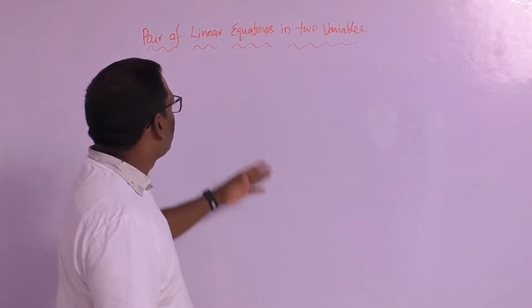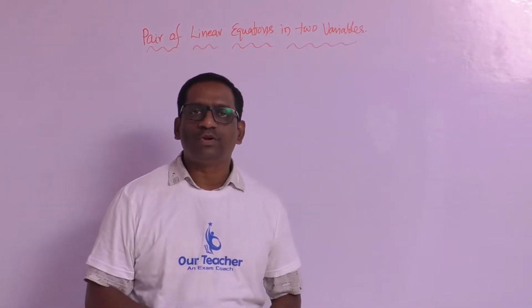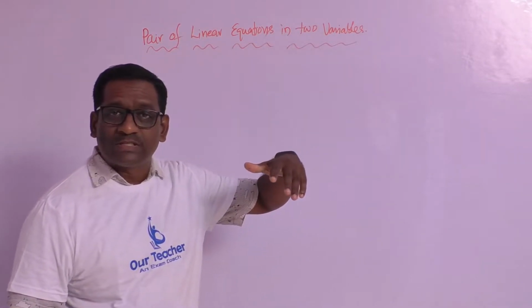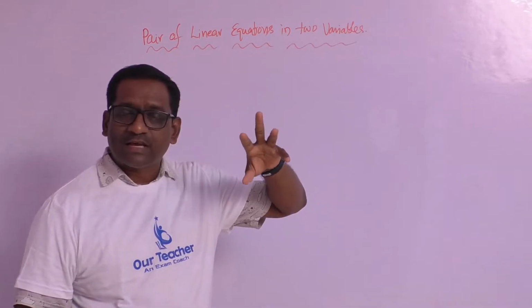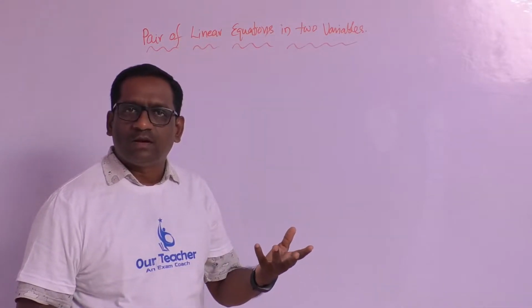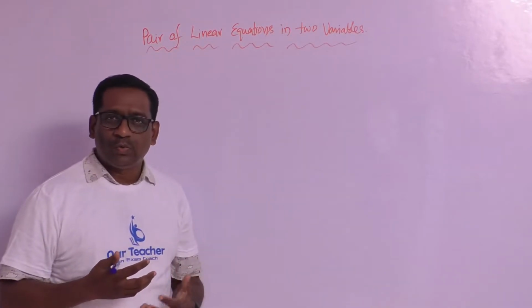Today we are going to discuss a pair of linear equations in two variables of class 10th. Pair means two equations, and equations with two variables. Two variables means it will contain either x and y, or a and b, or some w, u, v, like that. Any two alphabets will deal the two equations.